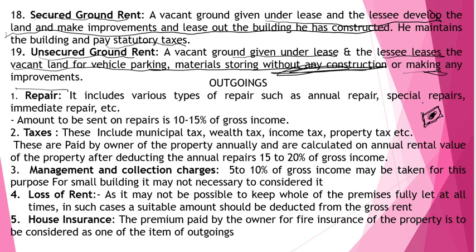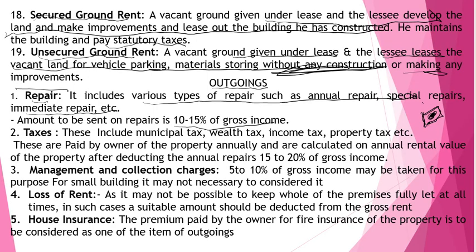Now we will discuss what are the different types of outgoings which are to be considered for calculating net rent from the gross rent. First thing is repair. It includes various types of repairs such as annual repairs, special repairs, immediate repairs, etc., which are to be done by the landlord or by the lessor. It is generally taken as 10 to 15% of the gross income.